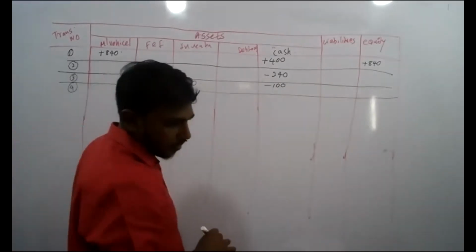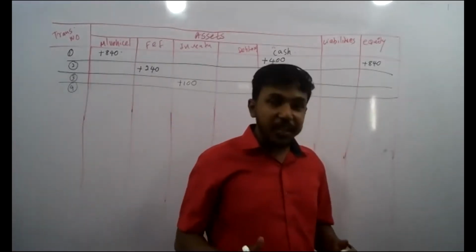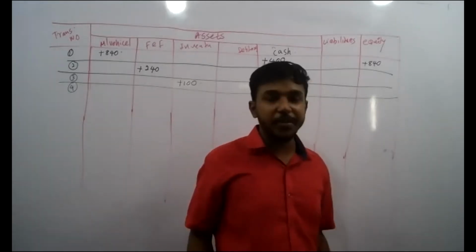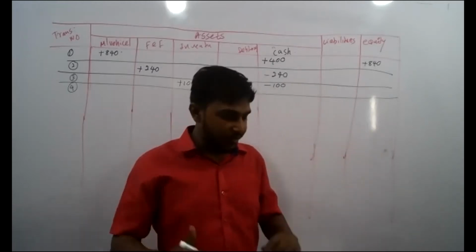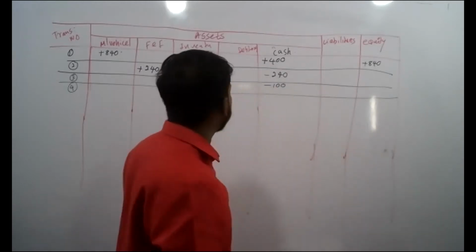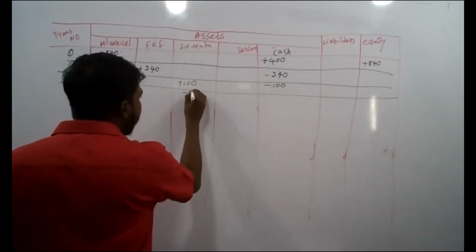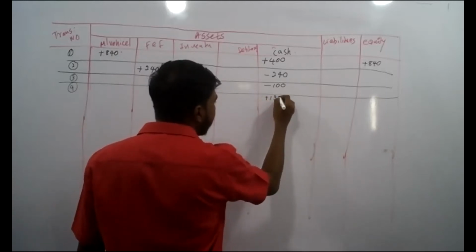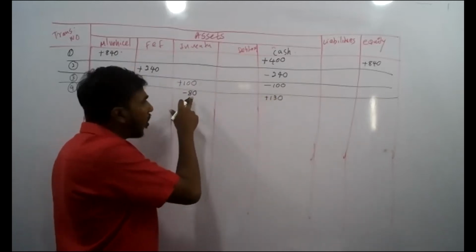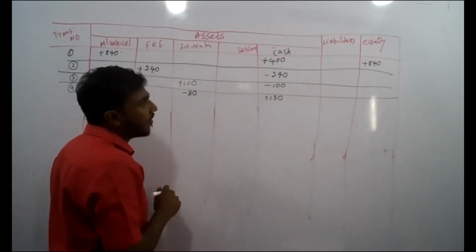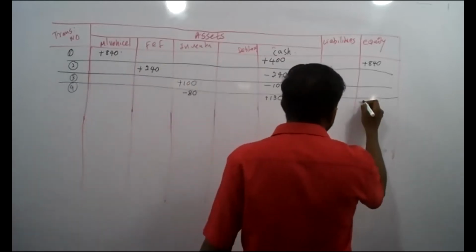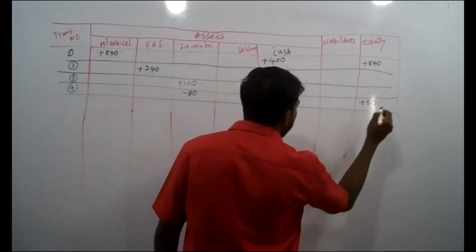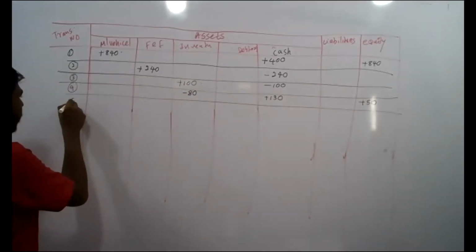Fourth one, goods costing 80,000 were sold for 130,000 and received a check. That means this is also on cash basis. Goods costing 80,000, so inventory decreased by 80. You get a check of 130, so cash increased by 130. See, 80,000 cost of the inventory sold for 130. So that means equity increased by how much? 50 as a total. Equity increased by 50 as a total.